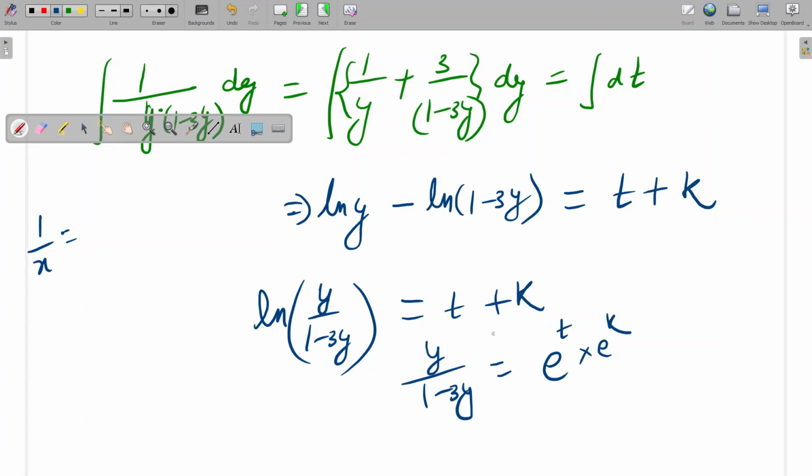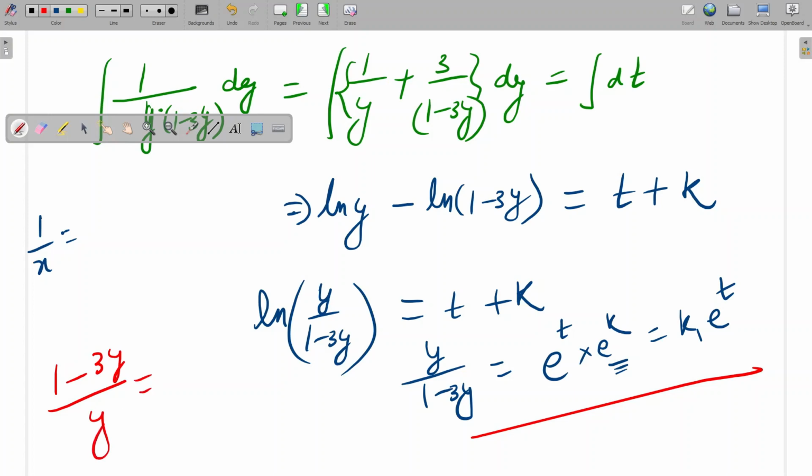E to the power a plus b is e to the power a times e to the power b, so this e to the power k will be some constant k1. So you write k1 into e to the power t. Further, if we invert both sides, 1 minus 3y divided by y is equal to 1 by k1 times e to the power minus t. So 1 by k1 I am calling k2. So that will be 1 by y minus 3 equal to k2 e to the power minus t.